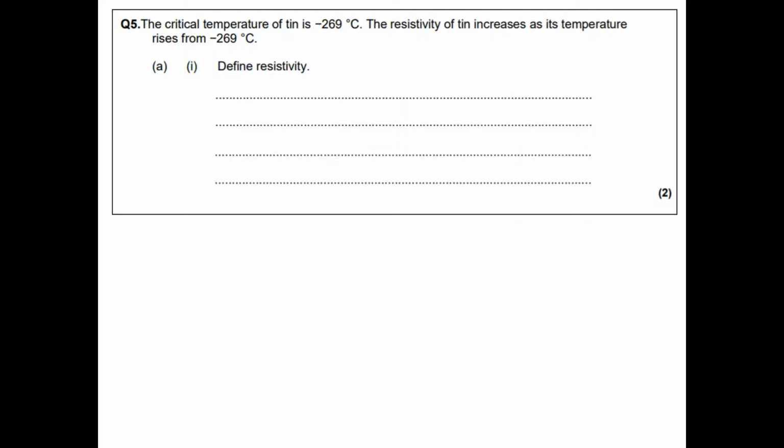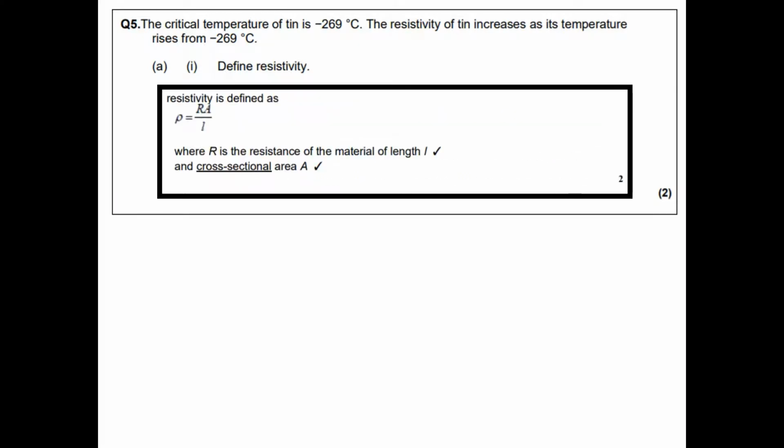This is another question. The critical temperature of tin is minus 269 Celsius. The resistivity of tin increases as its temperature rises from minus 269 Celsius. Define resistivity. This is 2 marks. So have a go at this question first.